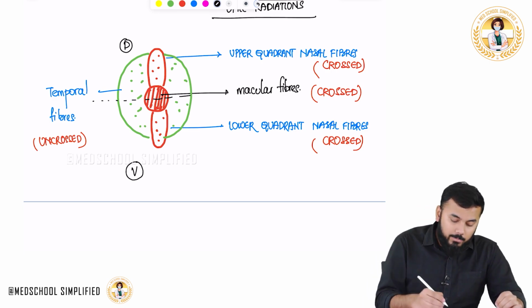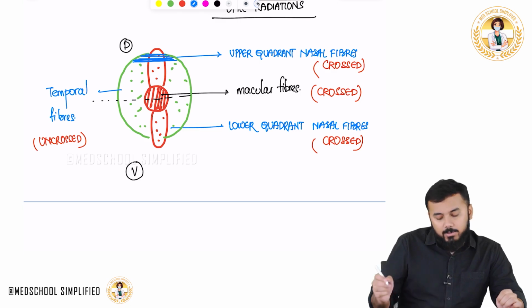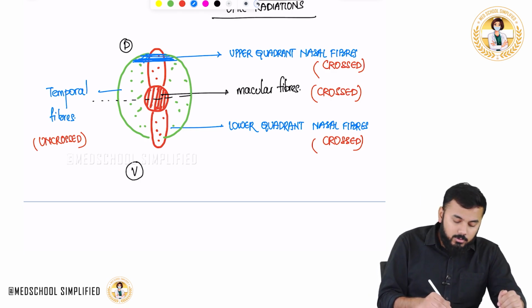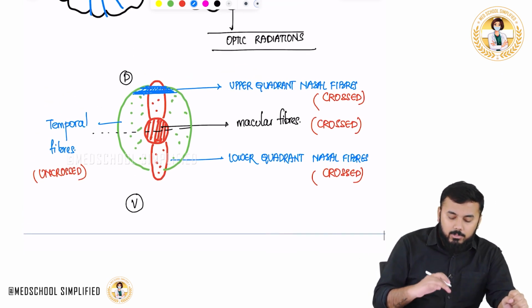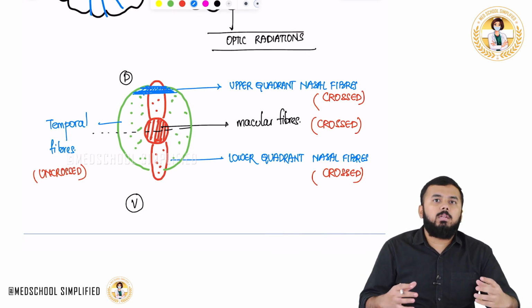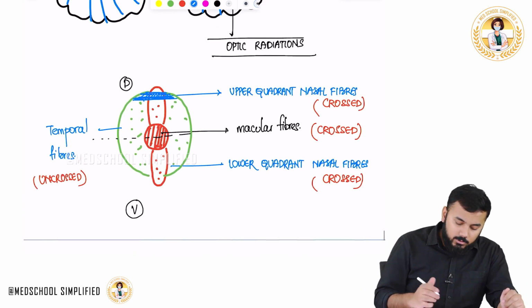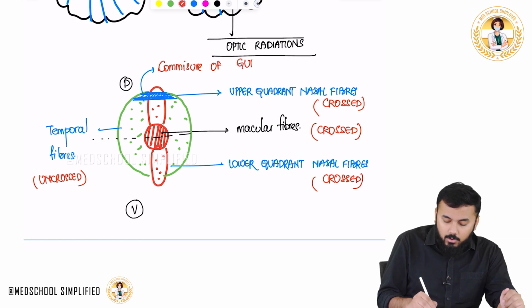Now, in the dorsal half of the optic chiasma, you see a structure like this. You see a band of fibers here. Where are these band of fibers located? These band of fibers are located in the dorsal half of your optic chiasma. So these fibers which are located in the dorsal half of the optic chiasma are called the commissure of Gudden. So this particular part over here is called the commissure of Gudden.